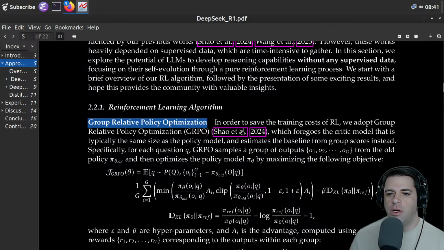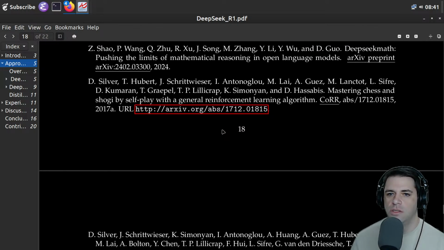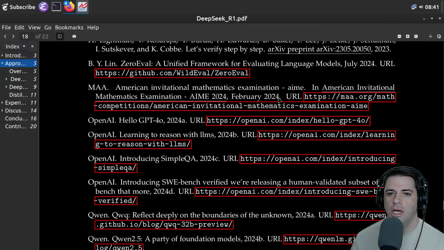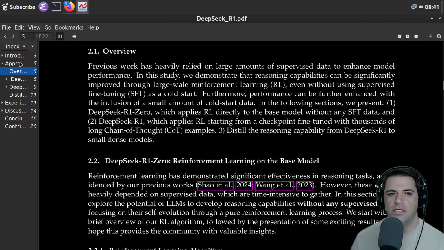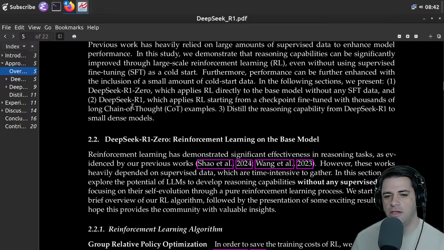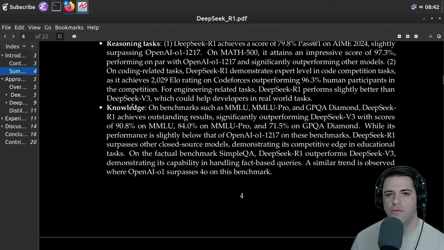And they cite this Xiao et al. paper, which I think is a DeepSeek paper. Let me just check this. DeepSeekMath. Yeah, so I don't know if this is a standard. This kind of looked like a standard thing to me, but I don't know reinforcement learning that well.